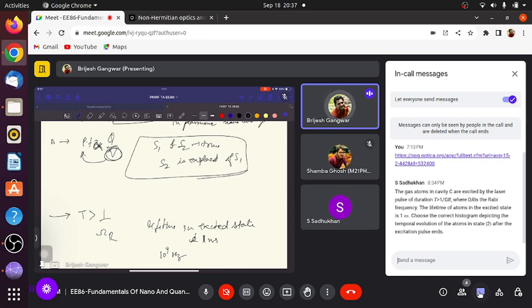Okay, choose the correct histogram. So which histograms are there, is there anything? Can I share the screen? Yes, you can share. Give me 1 second.